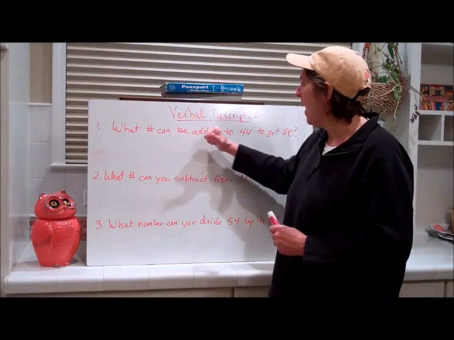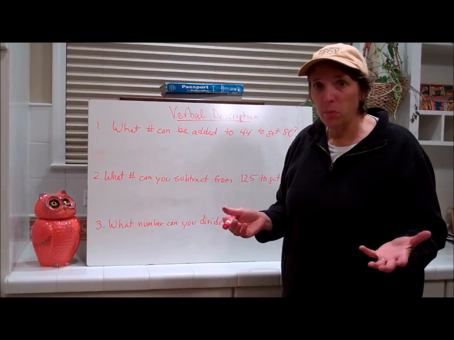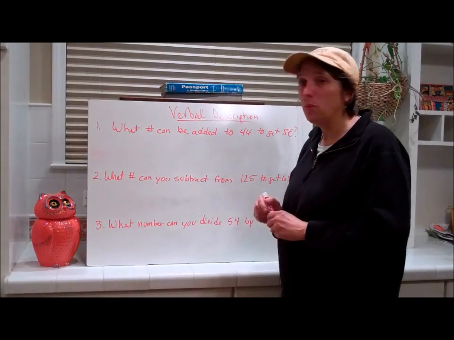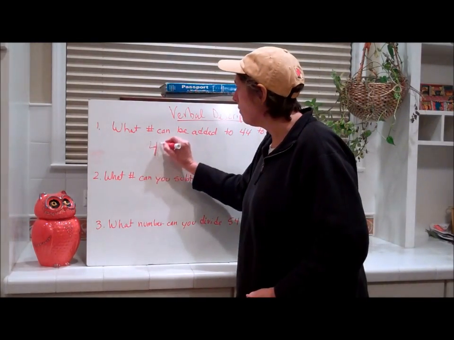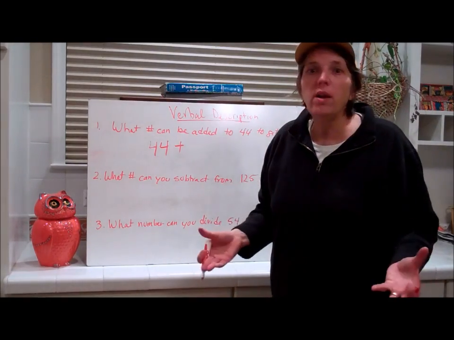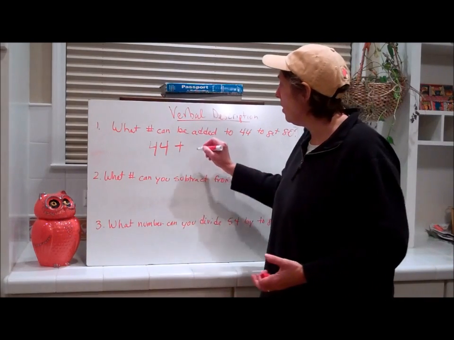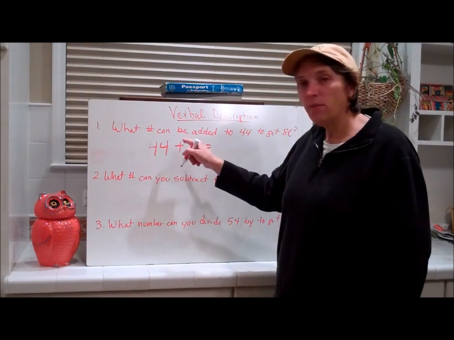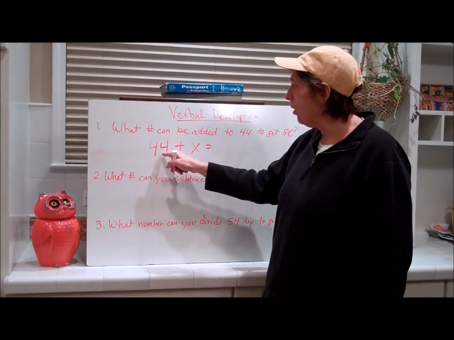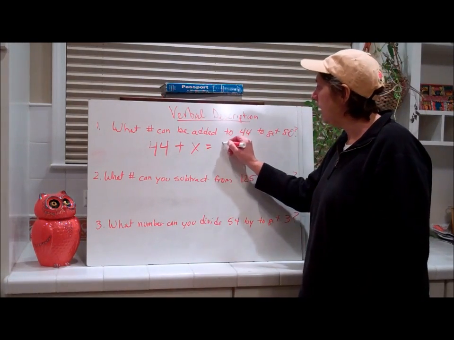So what number can be added to 44? What comes first, x, the variable, or 44? Well, it says what number can be added to 44. So 44 comes first, and it's going to be added. I don't want to know what number it is. I want to know the variable first, because you have to write the equation. What number can be added to 44? 44 comes first, plus x, equals 80.